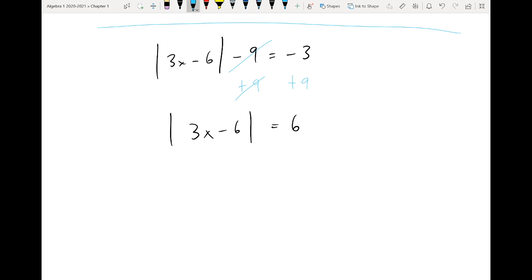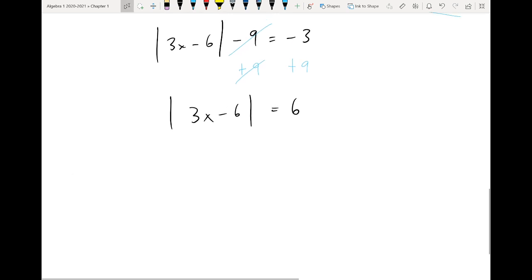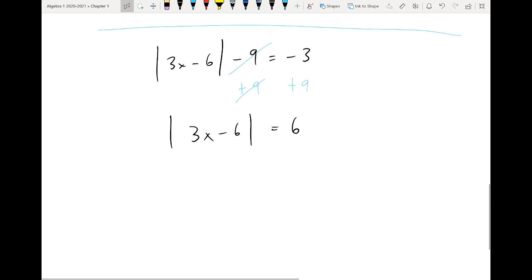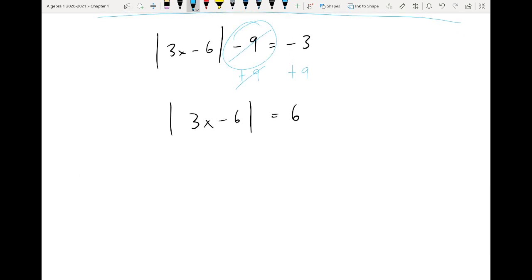You can't just give up and say, oh yeah, it's no solution. That's incorrect. We need to make sure that this guy is by itself before we make a determination. Up above, with this absolute value, the 2x minus 1, there was no outcome that was going to yield a negative. This had this issue first. It had that term added to the outside. So we have to resolve that and then look at this absolute value. Now we can think about it that the result will always be positive, and now it is positive 6, so we can do our split.